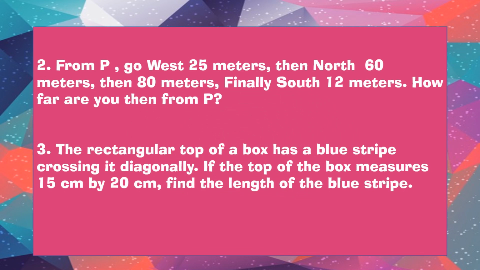Question number 2. From P, go west 25 meters, then north 60 meters, then west 80 meters. Finally, south 12 meters. How far are you then from P? So let's move on to question number 3. The rectangular top of a box has a blue stripe crossing it diagonally. If the top of the box measures 15 centimeters by 20 centimeters, find the length of the blue stripe.